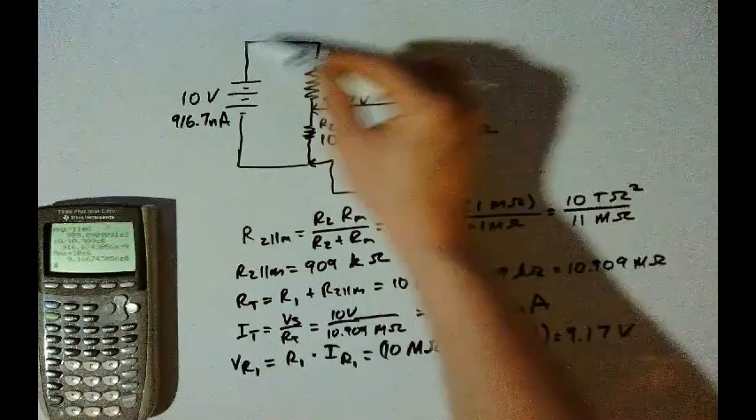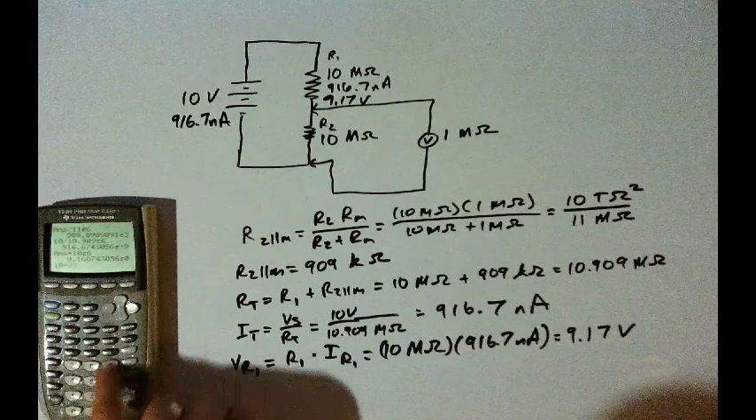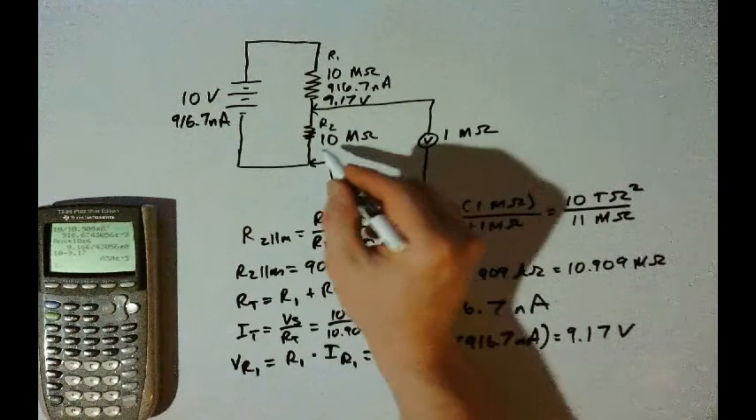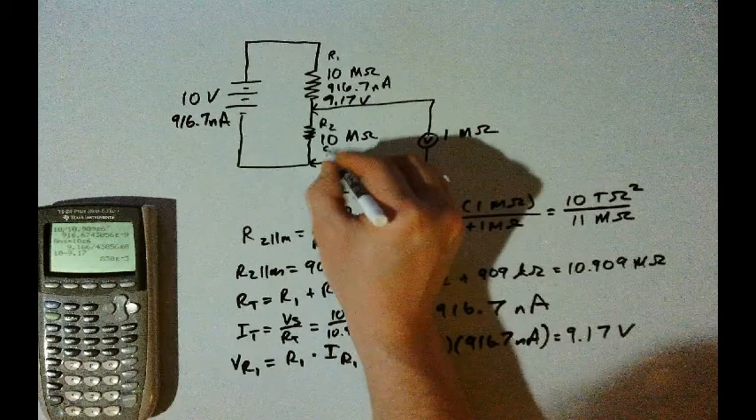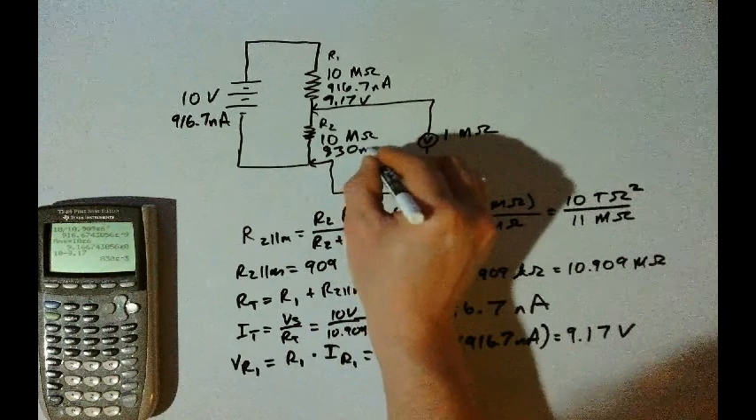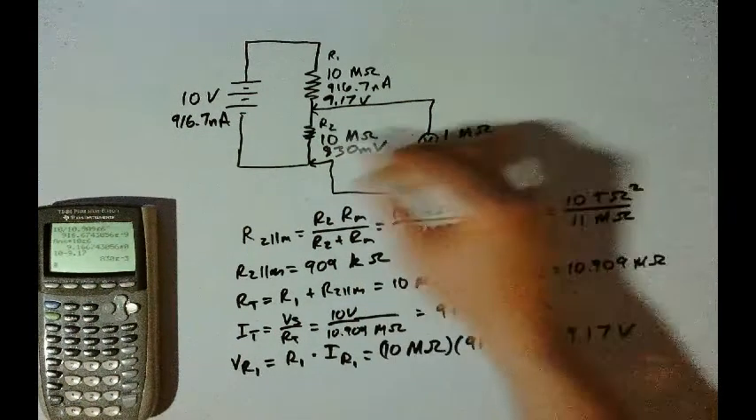So we know that without the voltmeter in the circuit, we expect the voltage drop on R1 and R2 both to be 5 volts. But you can see that when we add this voltmeter to the circuit, we're only reading 830 millivolts, less than 1 volt. And that's because the resistance of the voltmeter is so much less than the resistance of the two resistors that we're trying to measure the voltage across.